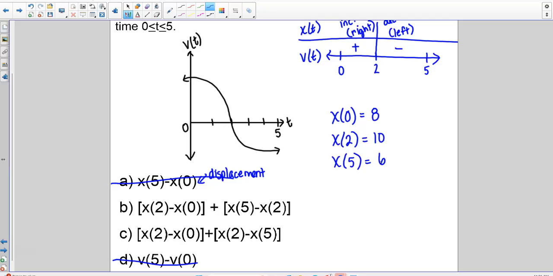So, distance is always positive. So, if I'm finding this amount right here, from 8 to 10, how far did I go? 2, right? It's an easy question to answer. So, am I doing x of 0 minus x of 2, or am I doing x of 2 minus x of 0 to get 2?